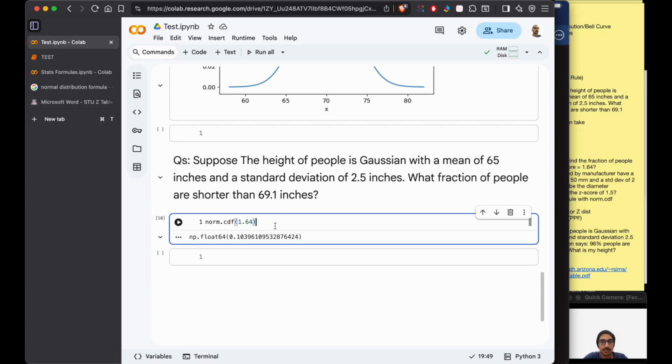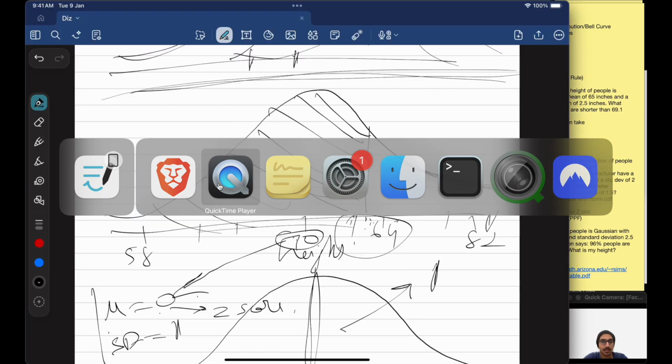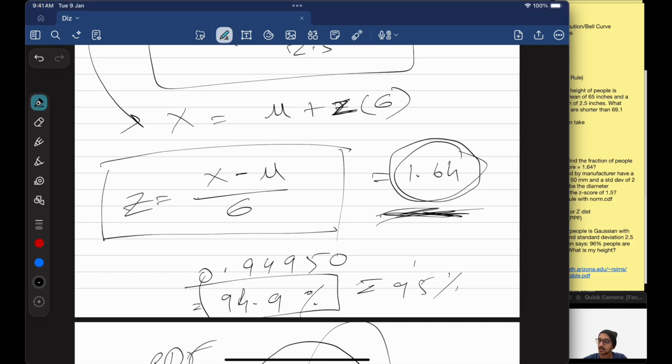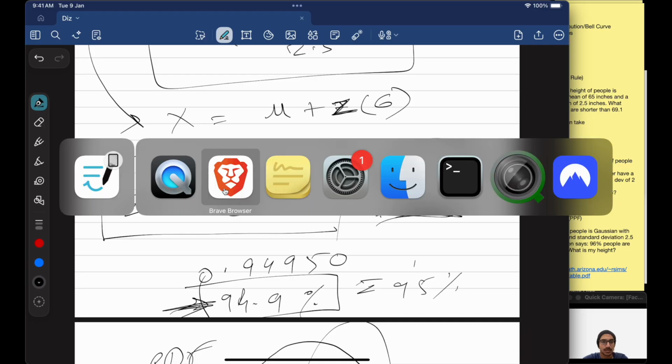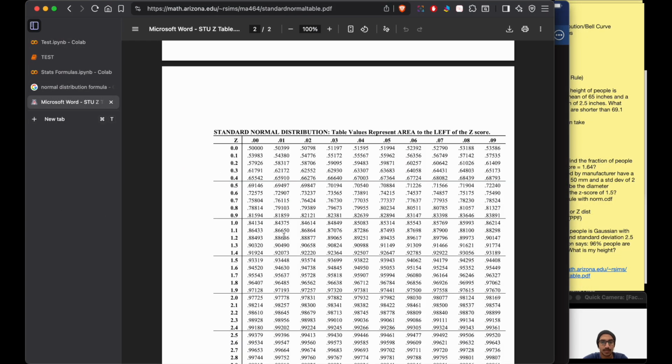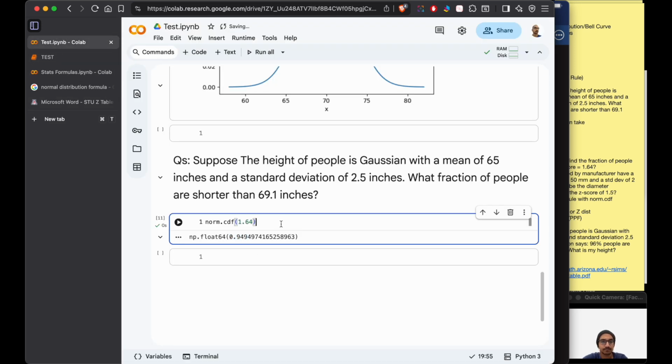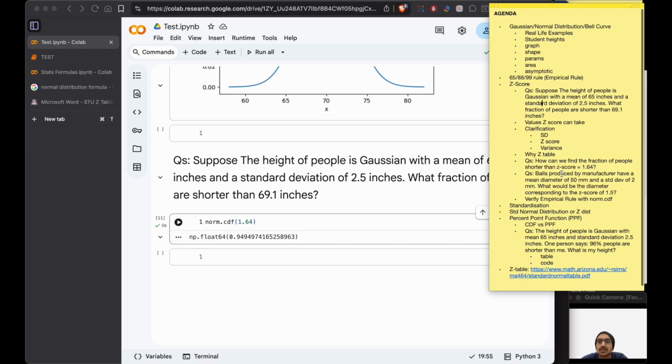So this should be CDF, and there you go, it's 0.9495, which is exactly what we got in the table as well, right? The table also showed the exact same thing. For 1.64, it's 0.94950. So that's how you can do it using Python as well. Simply, you don't have to check the table all the time. So we saw why z table. I hope that was clear.